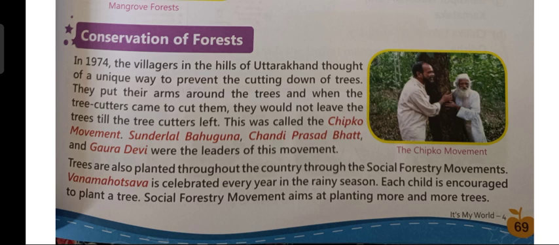Now, children, in the first class, we have read that there are several importances of the forests. So, we have to protect the forest, we have to conserve the forest. In 1974, a group of villagers in the hills of Uttarakhand thought of a unique way to prevent the cutting down of the trees. What they used to do? They put their arm around the tree as it is shown in the picture. You can see in the picture, two people are hugging the trees.